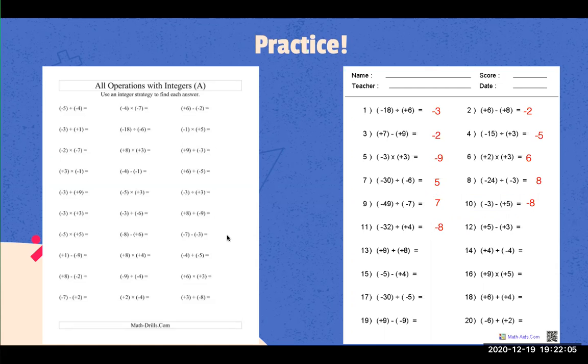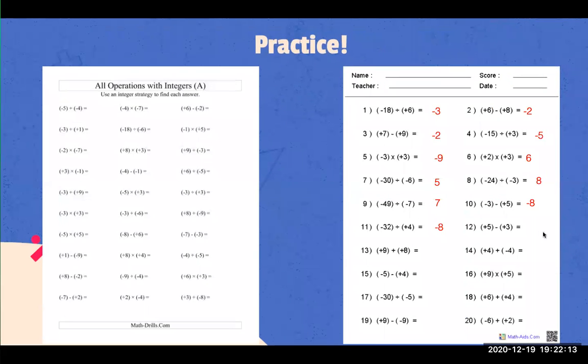Need to scroll down. Okay, so Dart, you can do number 12. That'd be 2. Okay, good job. And last one goes to Sujit. Sujit, you can do number 13. It's 1.